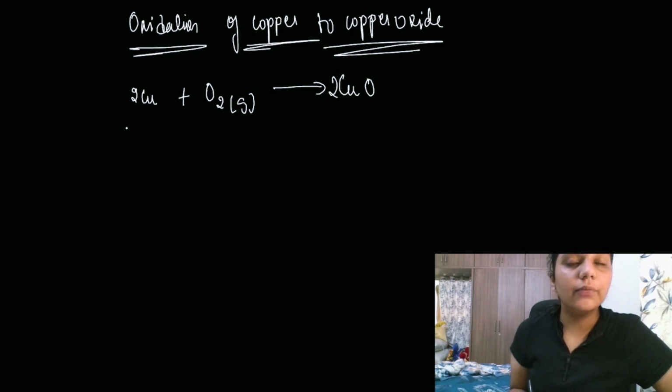You remember that the copper you can see in household wire is a shiny brown color. Then when it reacts with oxygen, it will give us black colored copper oxide.